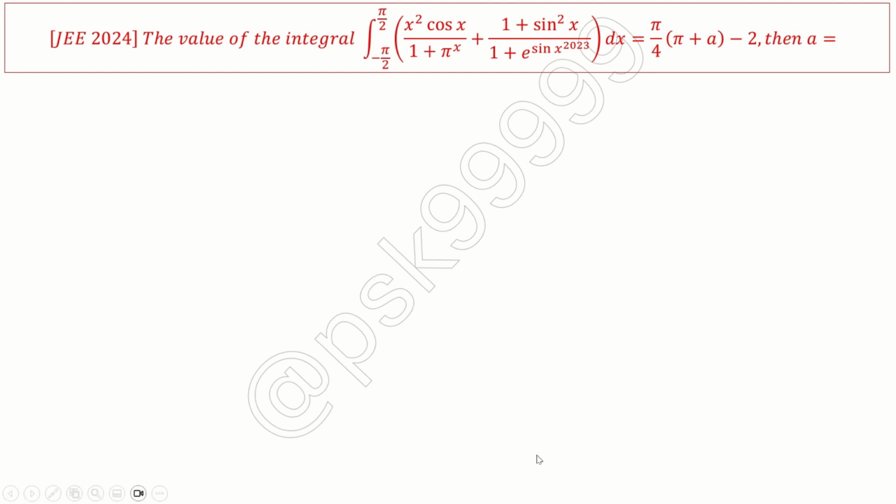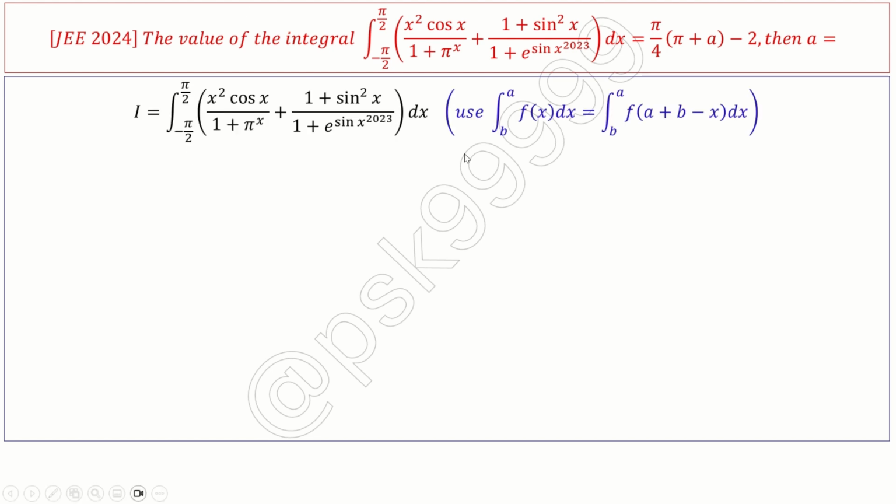Looking at this, we can clearly tell this is a very tricky question, right? It looks very easy that this denominator will go off, right? So we just need to apply that powerful rule, which I always tell, the powerful rule in definite integrals. Then this denominator will go off. We have done similar problems before, so you should remember at what point this is useful, correct? So I'll use this: integration from b to a of f of x dx is nothing but integration from b to a of f of (a plus b minus x) dx. This is a very, very powerful definite integrals formula.